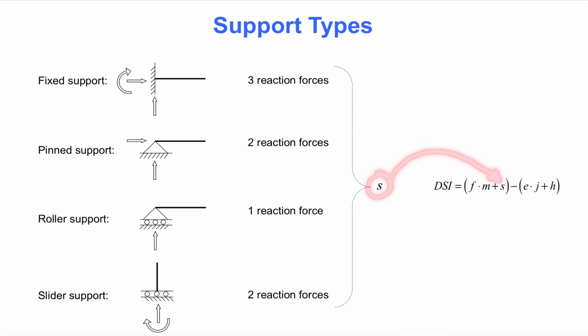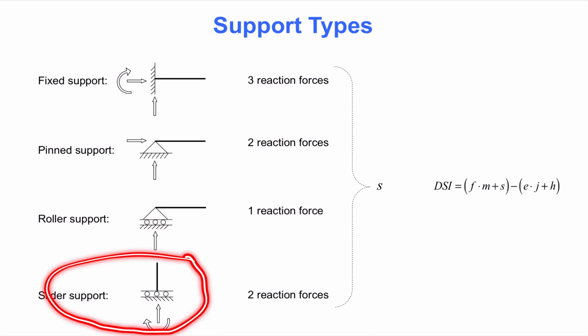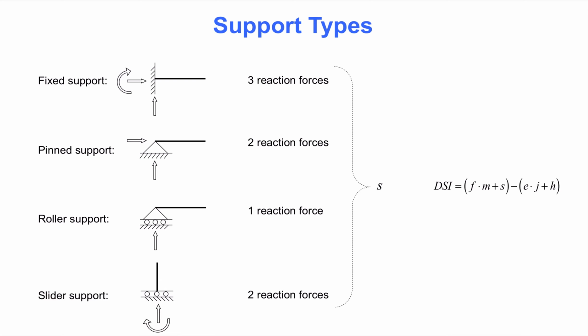At a fixed support, there are 3 unknown reaction forces: bending moment, vertical force, and horizontal force. Similarly, a pinned support has 2 unknown reaction forces. A roller support has 1 unknown reaction force. The more unusual slider support has 2 unknown reaction forces, 1 bending moment and 1 perpendicular to the roller. The last letter we need to address is H.